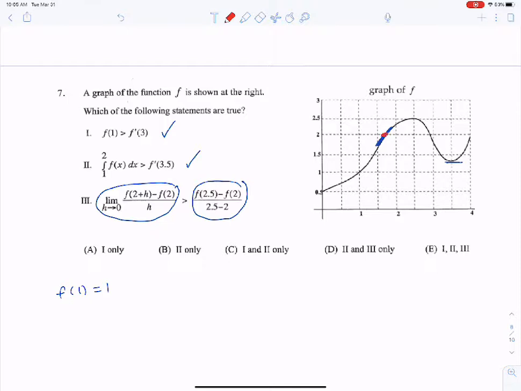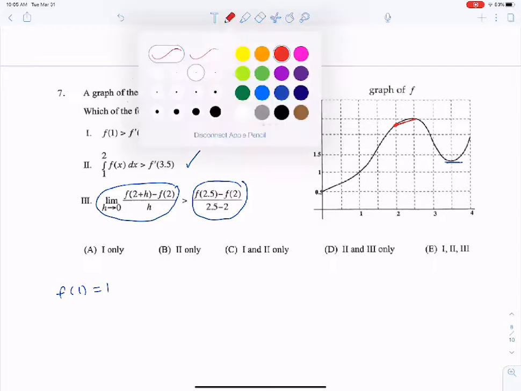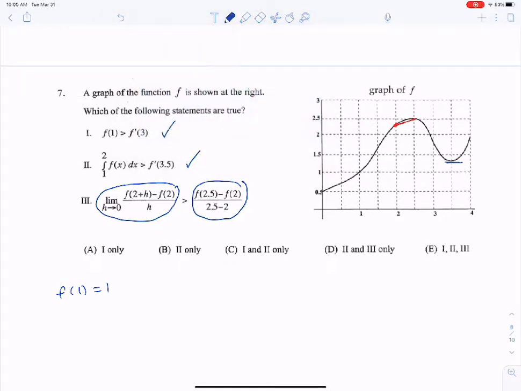From 2 to 2.5. I think you would agree that the derivative at 2, did I miss the derivative at 2? I totally missed it. What's going on there? Let me do a better job. My aim was off. My derivative at 2 was something like this. Let me just blow this up.